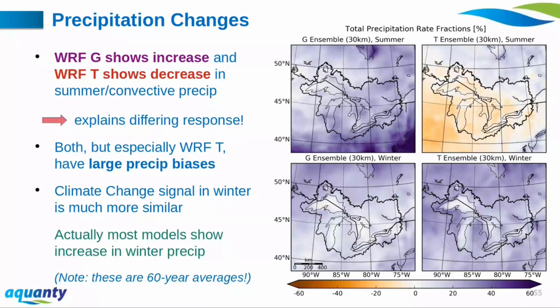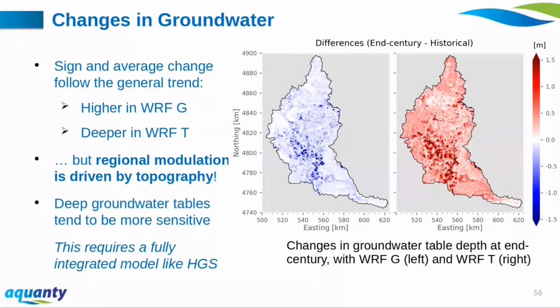Okay. So just because we can, we'll have a little bit of fun looking at the subsurface response, right? HydroGeoSphere is a fully integrated model, so you can look at the groundwater table. And as you might have expected, on the right-hand side is WRF G, and on the left-hand side is WRF T. Essentially, the groundwater table response follows the general drying or wetting response that you see from the climate model in the precipitation as well, right?